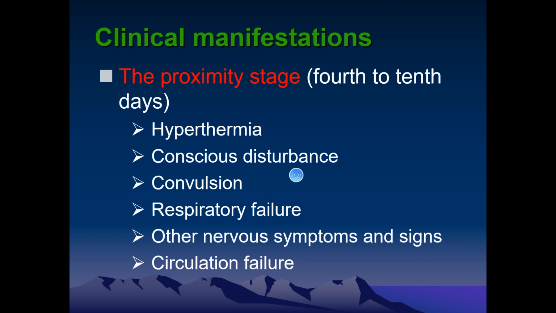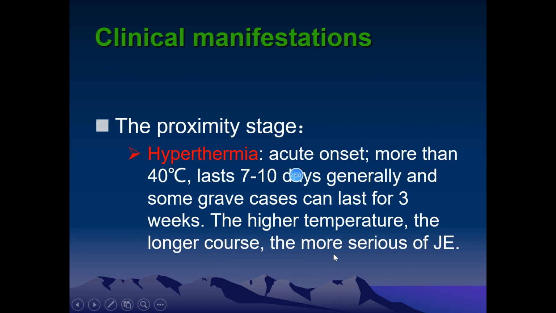Another important one is the proximity stage. In the first 2-10 days of the course, it includes hyperpyrexia, consciousness disturbance, convulsion, respiratory failure, as well as nervous symptoms and signs, and circulation failure. The first one is the hyperpyrexia.